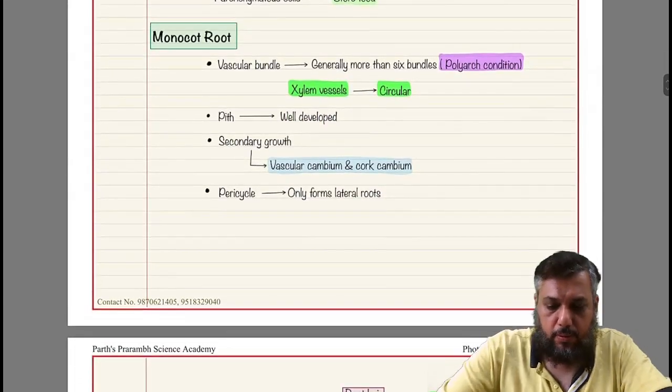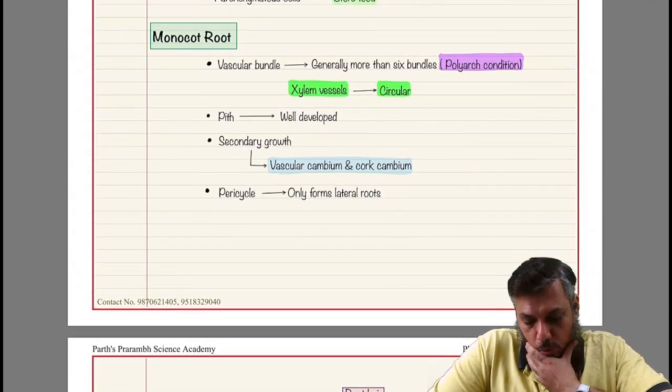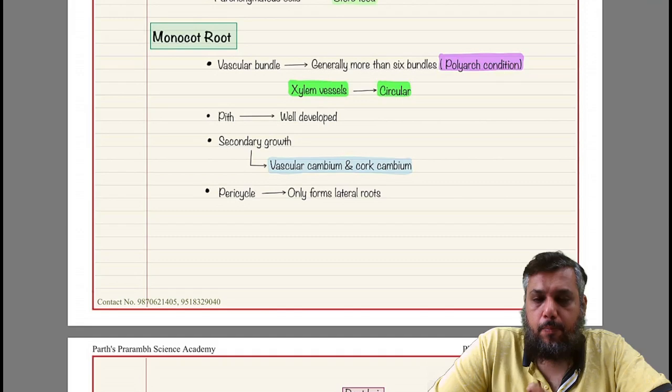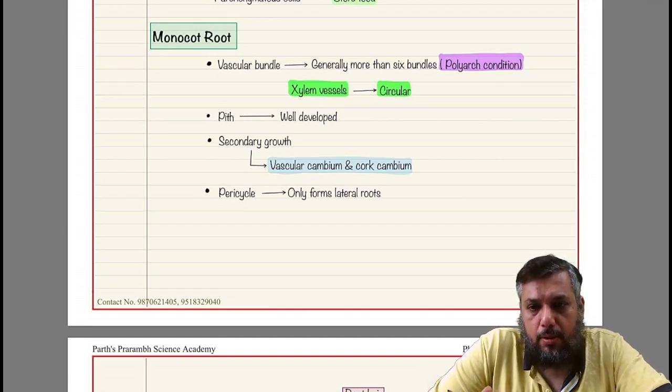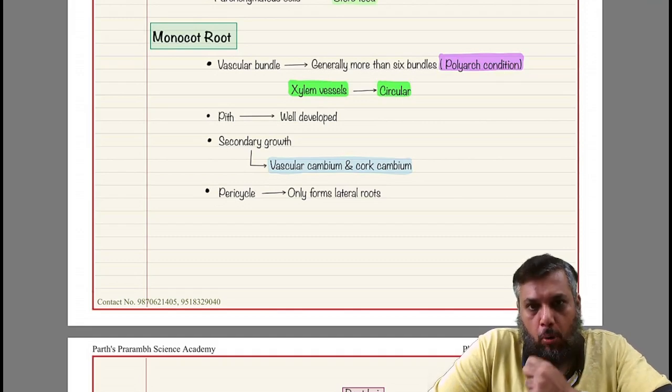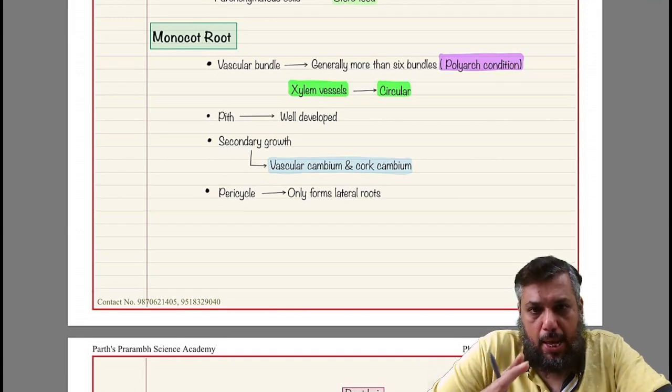Some differences between a dicot root and a monocot. In a monocot root, students, the number of vascular bundles will be more than six. So that condition is called a polyarch condition. And the xylem vessels will be somewhat circular, not angular. Well developed pith will be seen, and secondary growth is absent.